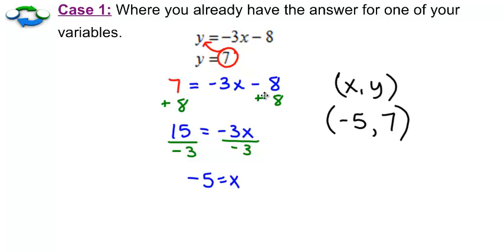First thing we have to do to get x is we add 8 to both sides. That leaves us with 15 equals negative 3x. And we solve by dividing by negative 3 on both sides to get x equals negative 5. Now, we know our x value, we know our y value, but remember our solution is a point. Our point in this case is the point, and we write our points as x, y. Our solution is negative 5, 7.